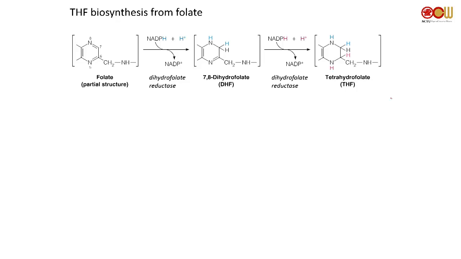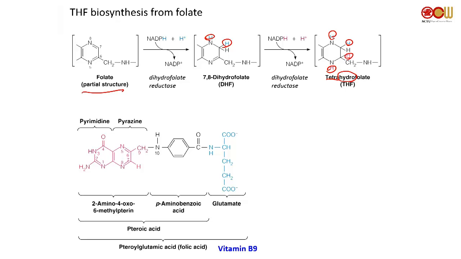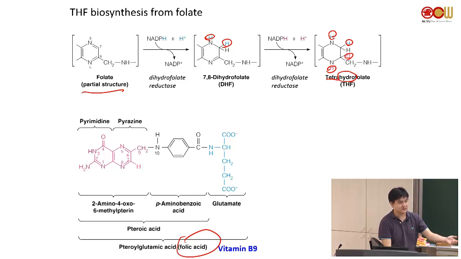THF, tetrahydrofolate, comes from, of course, folate. THF is tetrahydro, hydro standing for hydrogen, 1, 2, 3, 4. Tetrahydrofolate comes from dihydrofolate, 1, 2. Dihydrofolate comes from folic acid, folate. Now if I expand folate out, this guy is folic acid. Folic acid is vitamin B9. So you can go home and tell your mom that vitamin B9 is used for making serine and as a one-carbon carrier.